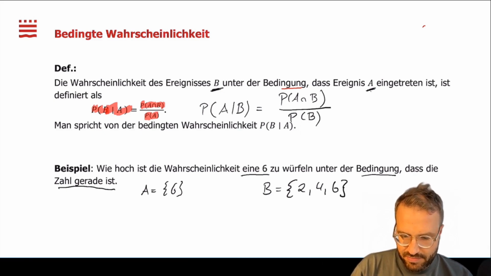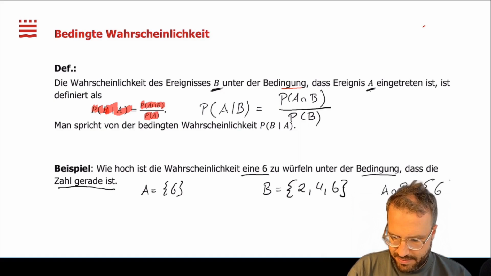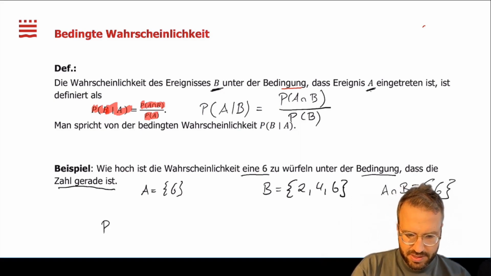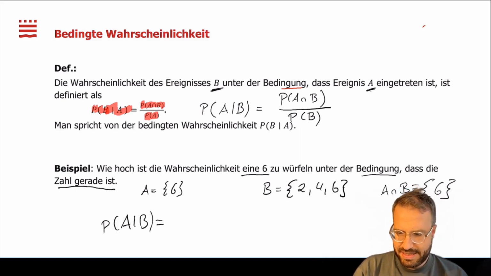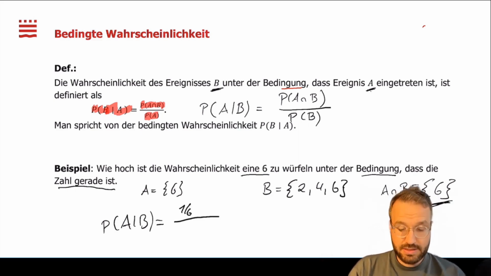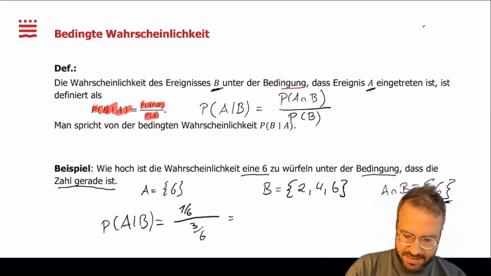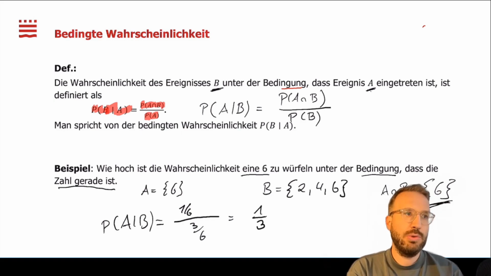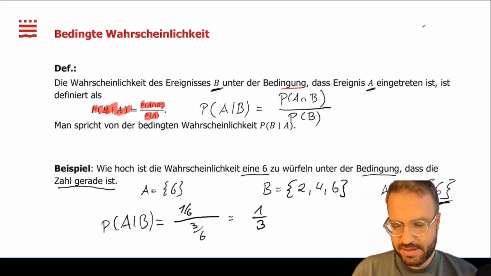We will also see this in the following. Let's briefly determine A intersecting B. In this case, it's easy, as it is simply the 6. Then we can say that the probability of A given B is, according to the formula, the probability of A intersecting B, which is just one element, so 1/6, divided by the probability of B, which is 3/6. And overall, the two 6's cancel each other out, leaving us with 1/3, just as we would expect. So that is the concept of conditional probability.